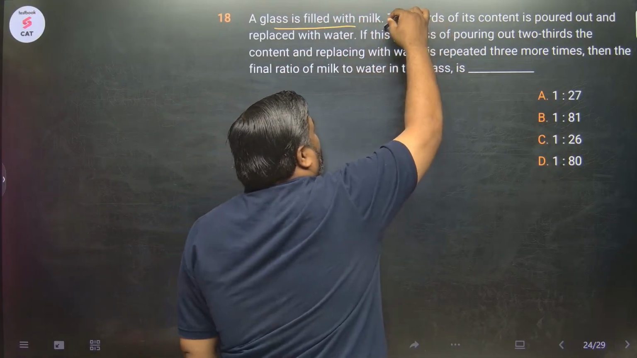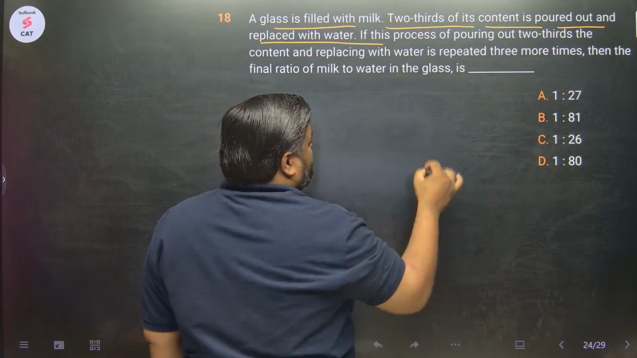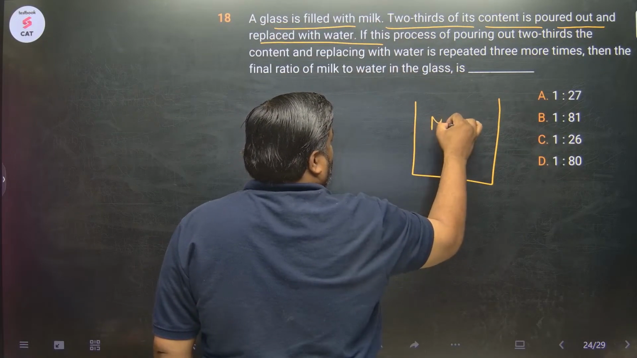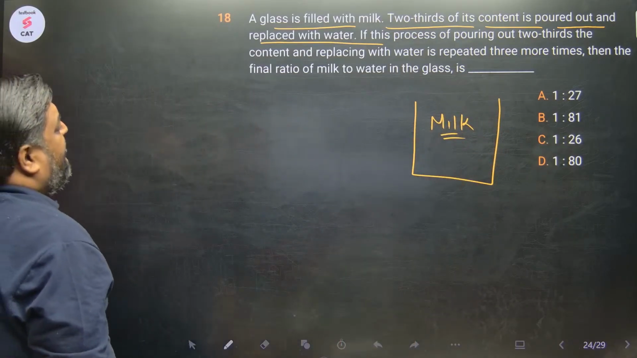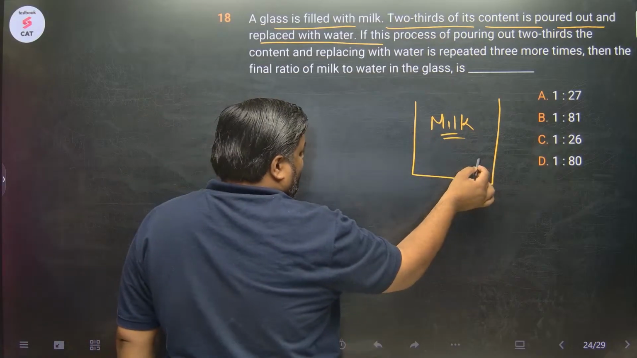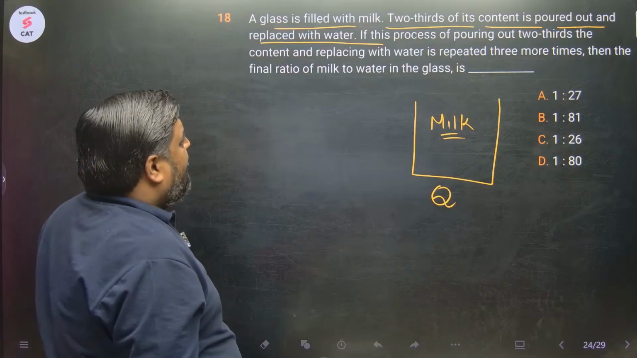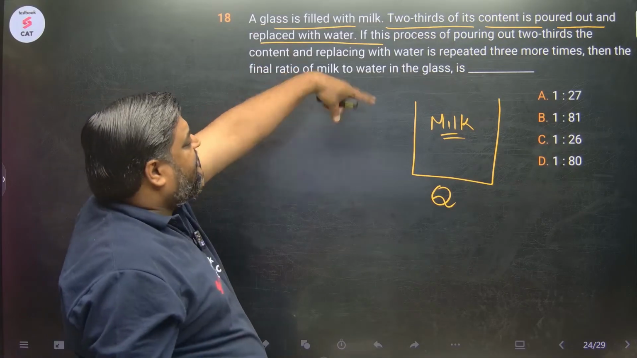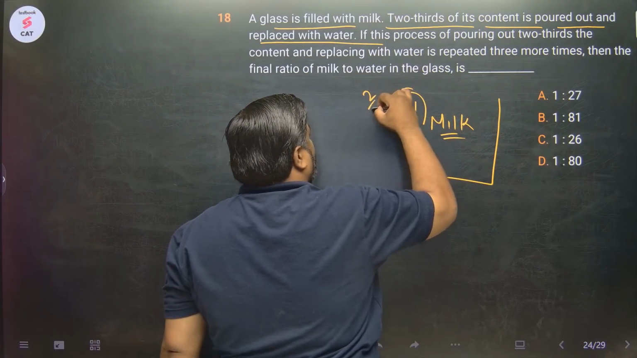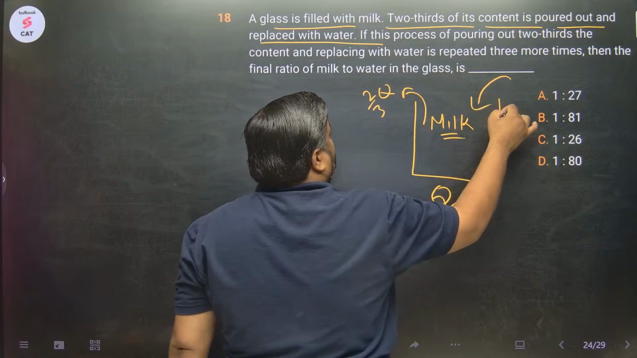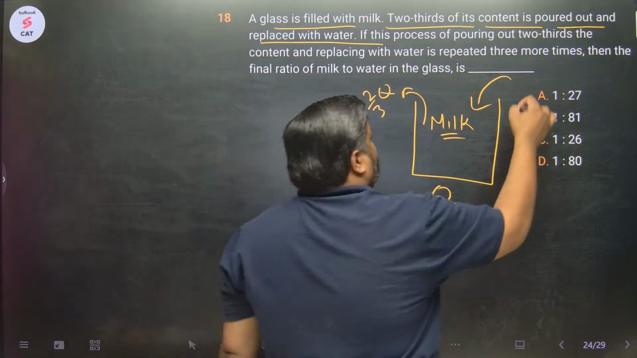देखो तुम क्या कर सकते हैं अभी। अ ग्लास इज फिल्ड विथ मिल्क, 2/3 of its content is poured out and replaced with water. So a glass initially had milk. पता नहीं कितना मिल्क था, बट इसमें से 2/3 मिल्क निकाल दिया। लेट्स से Q क्वांटिटी ऑफ मिल्क था इनिशियली, एंड इसमें से 2/3 निकाल दिया एंड वाज रिप्लेस्ड विथ वाटर. So the quantity that was taken out was 2/3 times Q, and it was replaced with water. Same quantity was replaced with water, and this was repeated 3 more times.